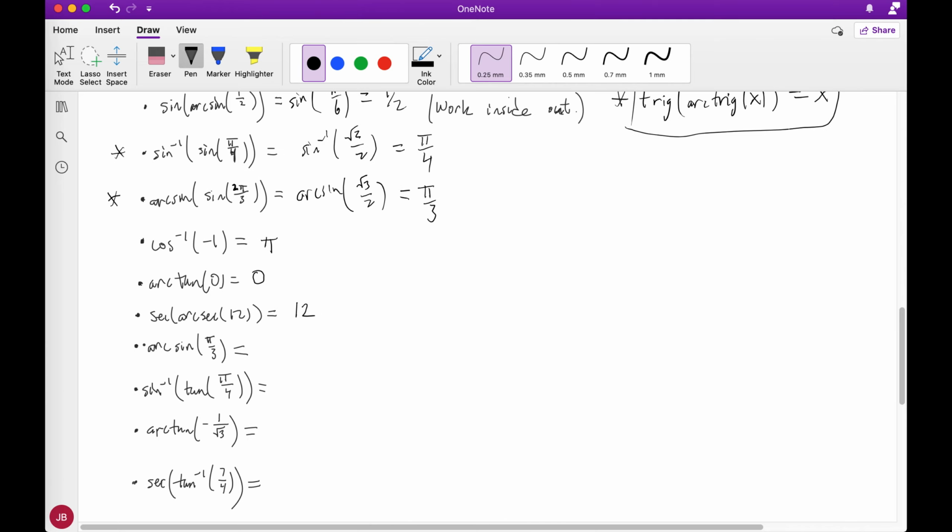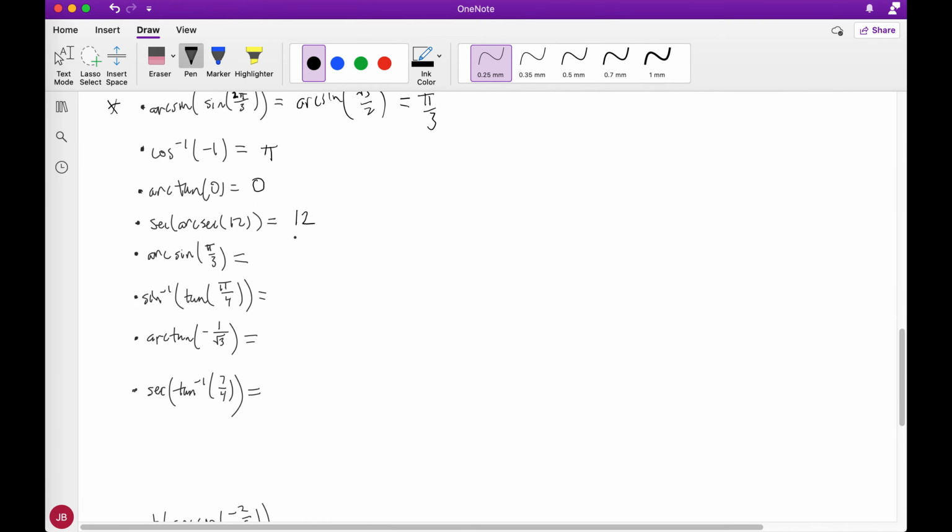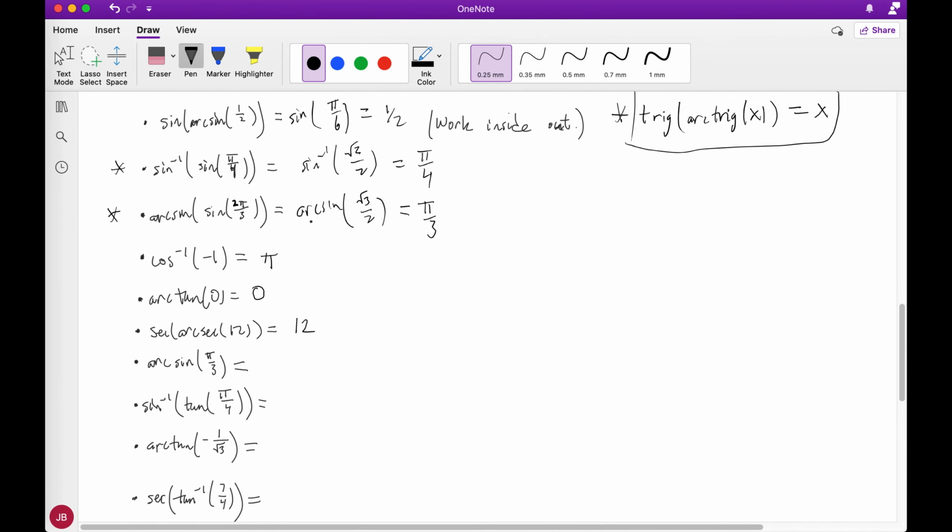So we see here we want to compute the arcsine of pi over 3. Which angle, when you plug it into the sine function, gives you an output of pi over 3? Well, that's not usually something we deal with, so let's see if we can figure this out. Let's first make sure it's actually in our domain.